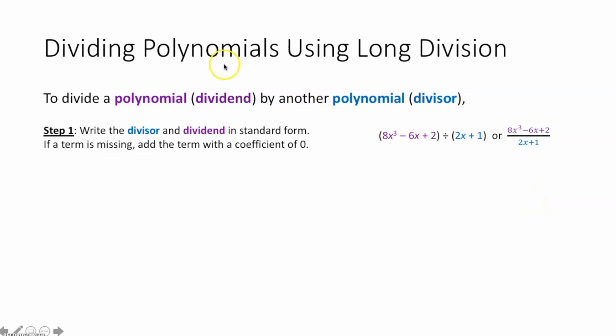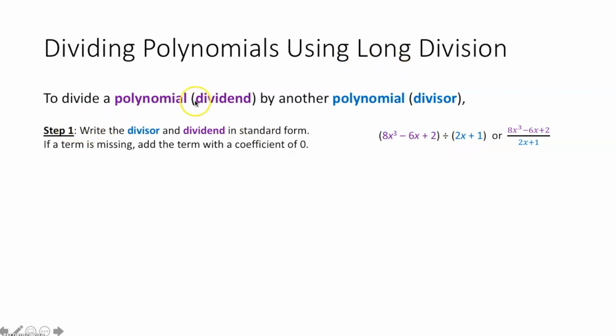Now let's talk about dividing polynomials using long division. So what we just did is we divided polynomials by monomials, which allowed us to put that monomial under each term and simplify. But here, we're dividing by a binomial. So when this happens, you'll use something like long division. Now here's the first step.